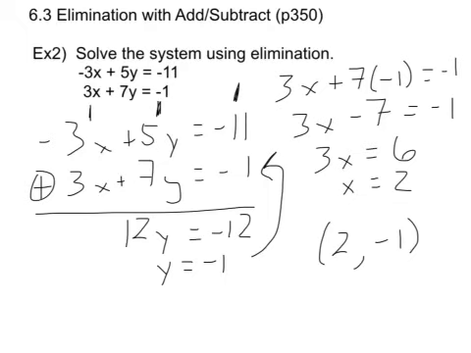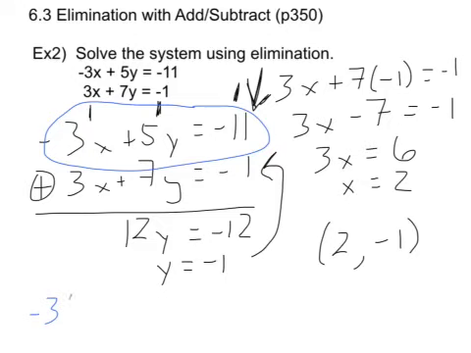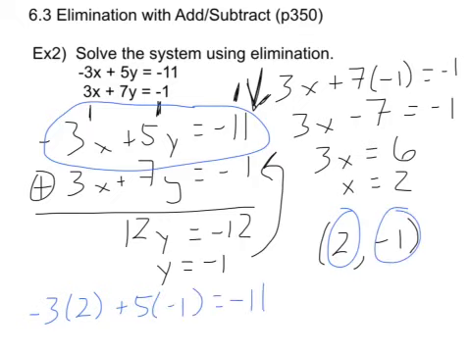So now let's check. Since I solved for y using the second equation, I'm going to go into the first equation on my check. Let's change colors here. Let's go to a blue for my check. So I'm going to take negative 3 times x, my x is 2, plus 5 times y, my y is negative 1, equals negative 11.